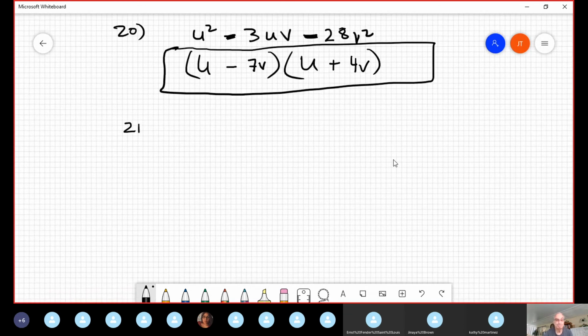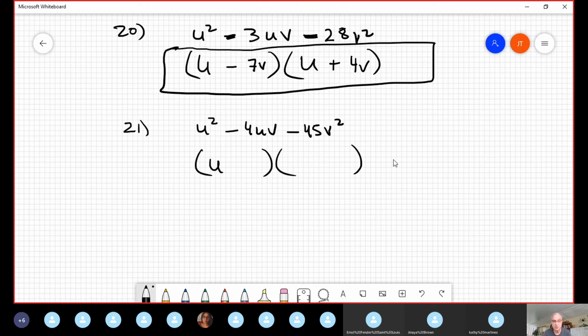21. Problem 21 is u squared minus 4ub minus 45b squared. Wow, again a trinomial. What kind? Regular. Open two parentheses. You put the name of the first variable, u. Now I try to find the combination: two numbers that multiply to give me 45, and when you add or subtract, give me 4.